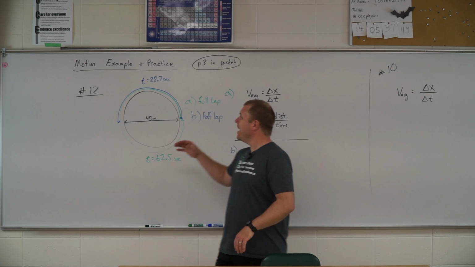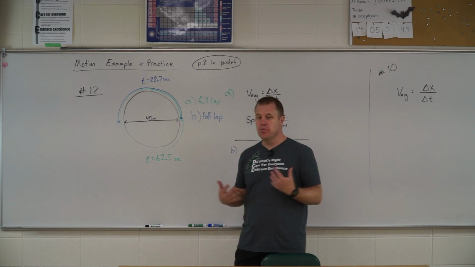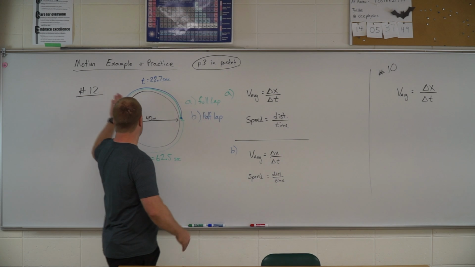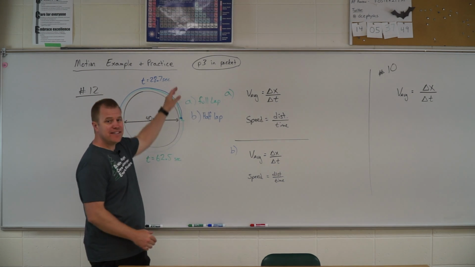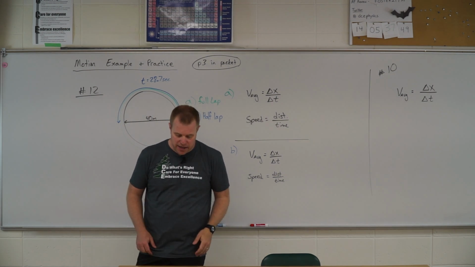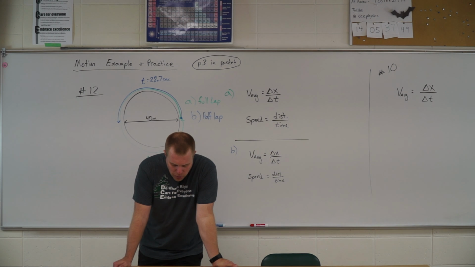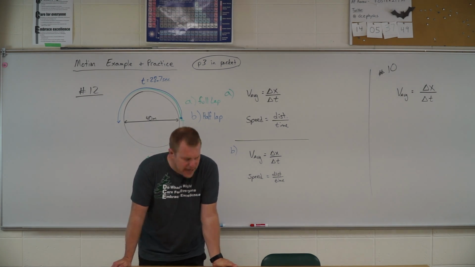All right, let's go ahead and do some examples with this new equation, this average velocity equation we have just defined. So the first one we're going to look at is number 12. Again, this is going to be on page 3 of your packet. Number 12 reads, a runner covers one lap of a circular track 40 meters in diameter in 62.5 seconds. For that lap, what were her average speed and average velocity?